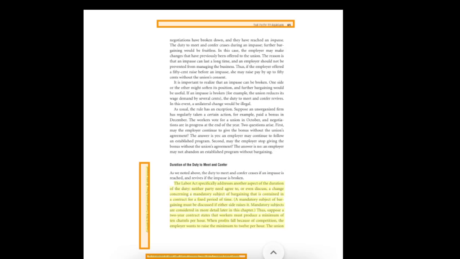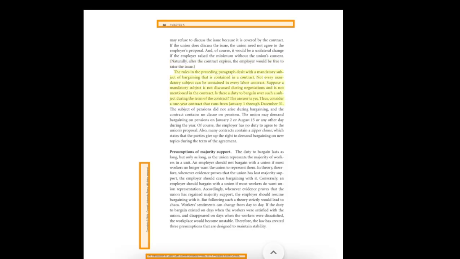Thus, suppose a 2-year contract states that workers must produce a minimum of 10 chattels per hour. When profits fall because of competition, the employer wants to raise the minimum to 12 per hour. The union may refuse to discuss the issue because it is covered by the contract. If the union does discuss the issue, the union need not agree to the employer's proposal. And, of course, it would be a unilateral change if the employer raised the minimum without the union's consent. Naturally, after the contract expires, the employer would be free to raise the issue.